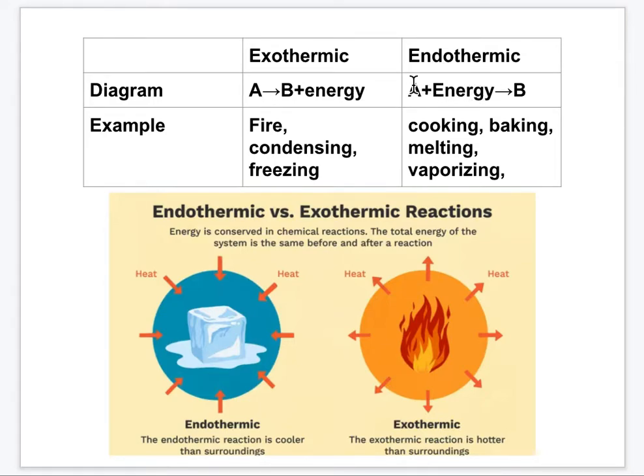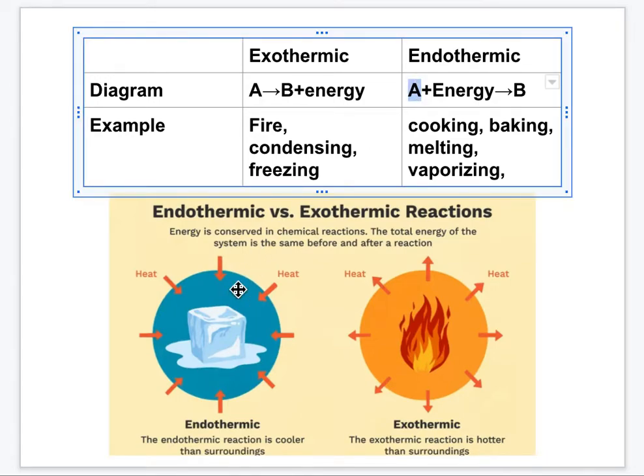Endothermic means you start with something, for example ice. It takes the energy, you heat it up, and you end up with something else. So you start with ice, it takes the energy, and it melts and turns into liquid. Cooking, baking, melting, vaporizing are all endothermic systems. Fire, condensation, freezing are examples of the exothermic system.